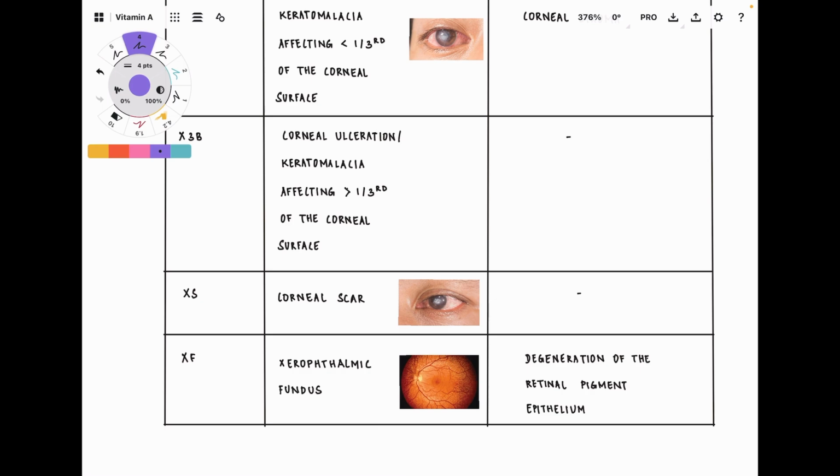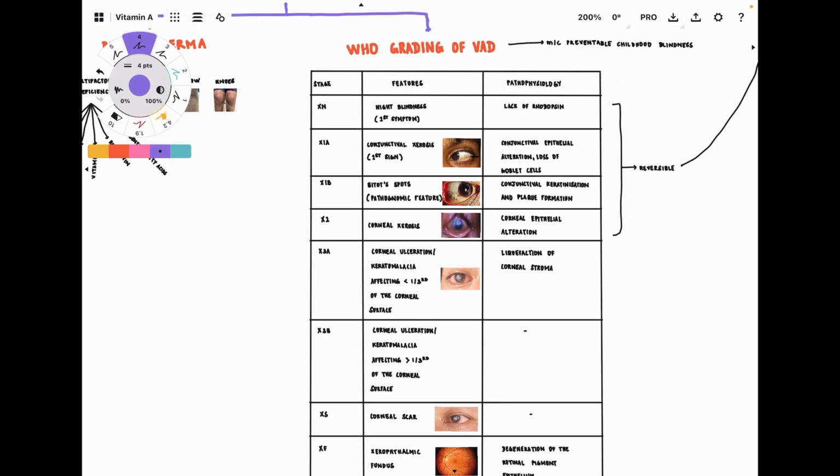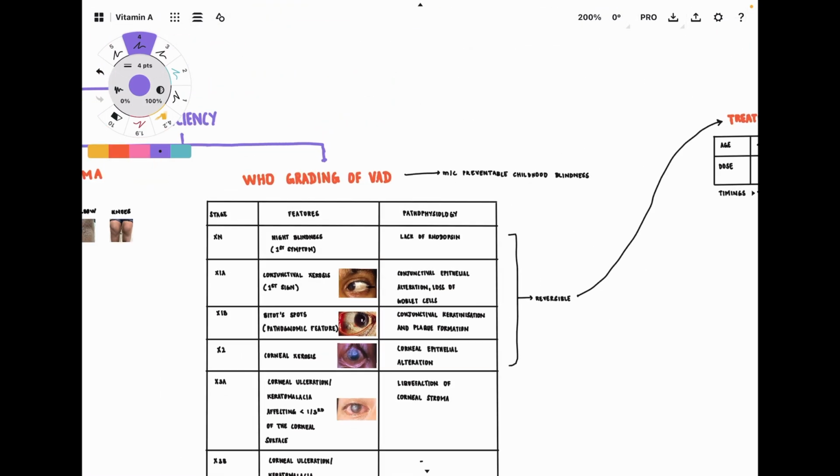Last stage is XF, xerophthalmic fundus. Here, whitish beaded appearances are seen in the retina. It is due to the degeneration of retinal pigment epithelium. Another important one-liner is that vitamin A deficiency is the most common cause of preventable childhood blindness.